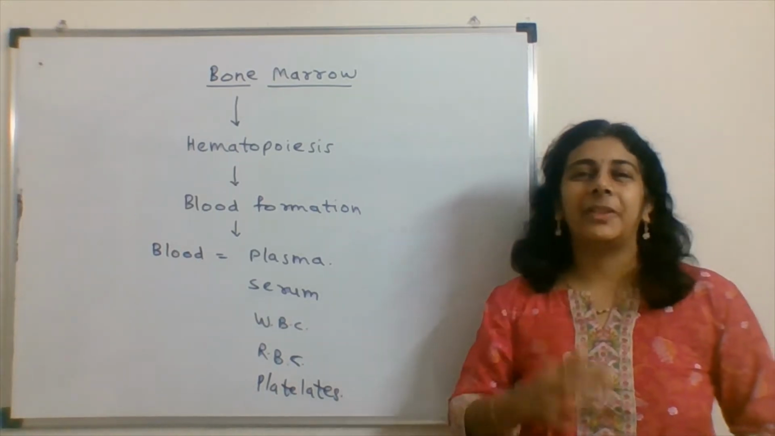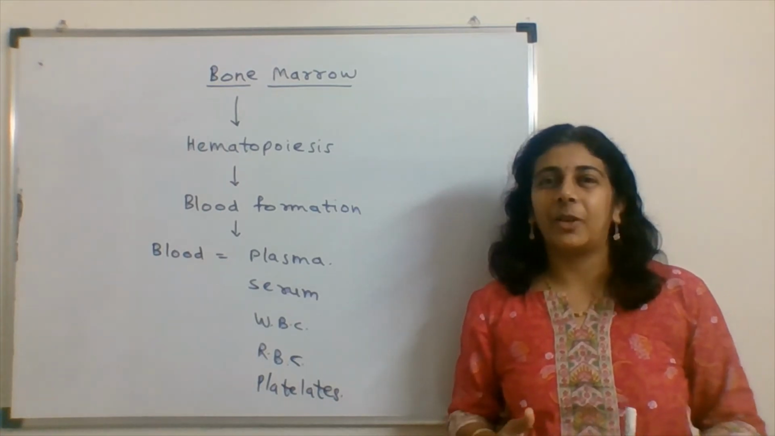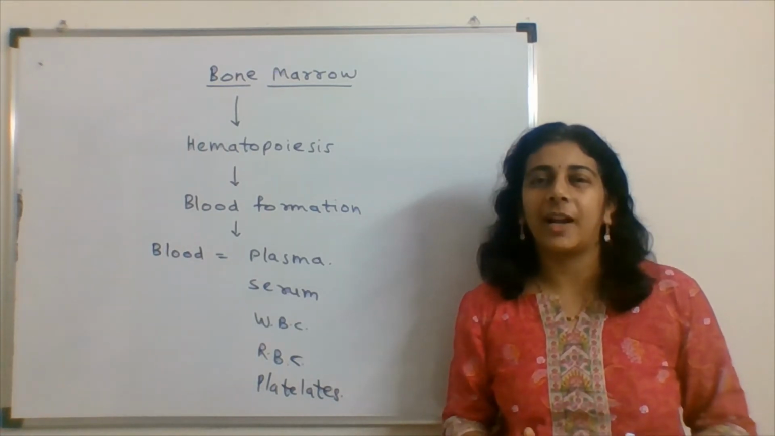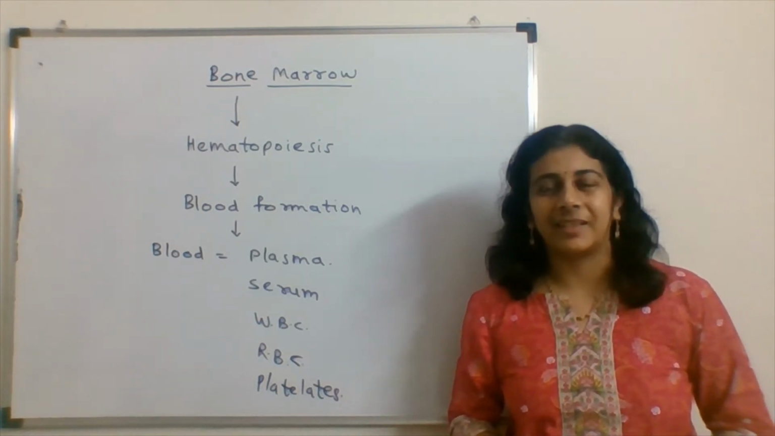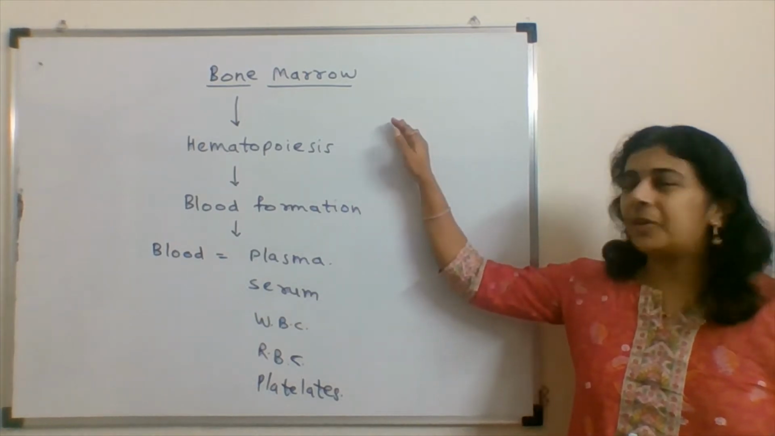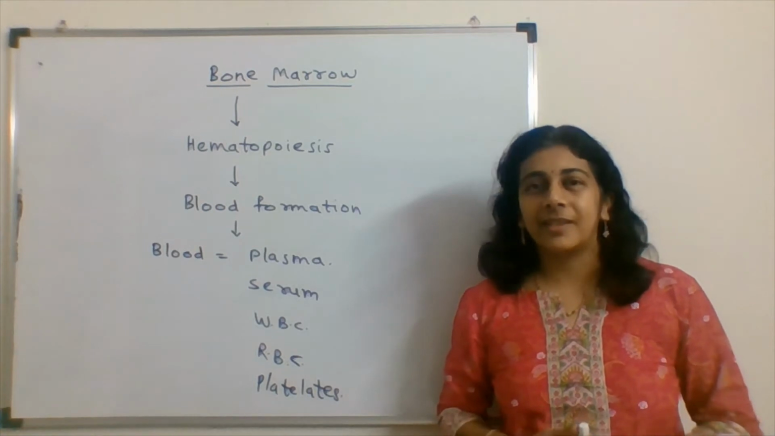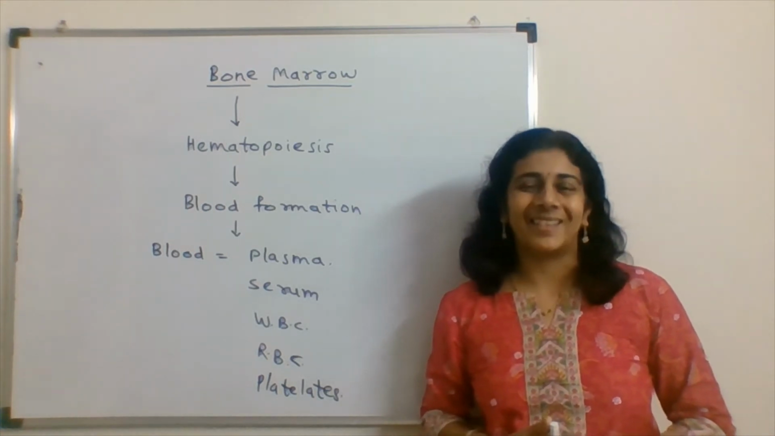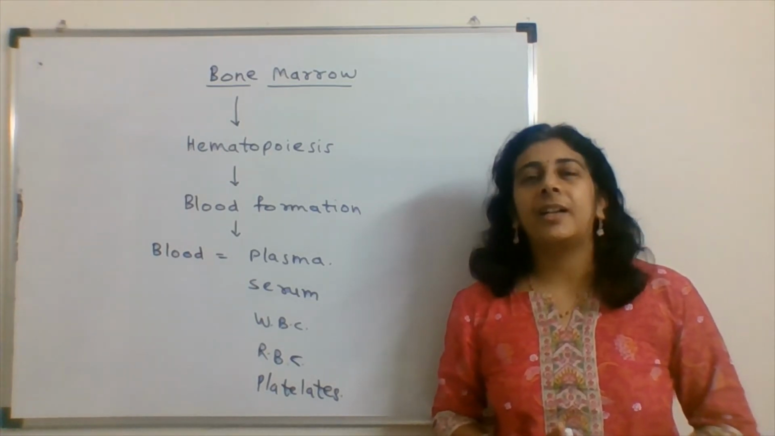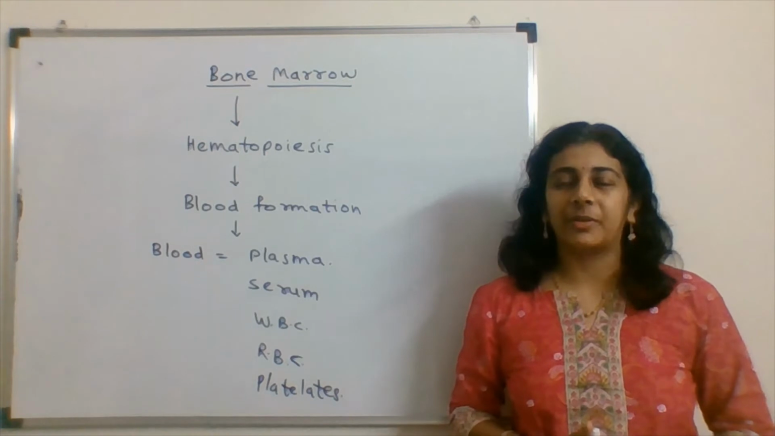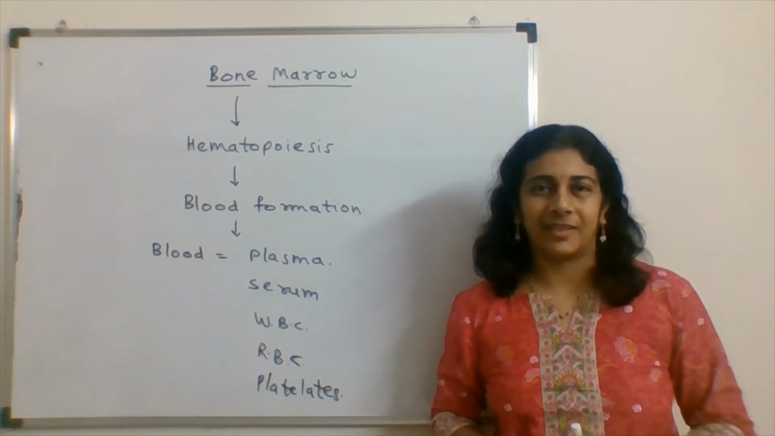See here, we all know we are having bone marrow. Bone marrow is present in long bones, our hand bones, leg bones. In the bone marrow, the process of hematopoiesis is taking place. What is this hematopoiesis? This is a process for the formation of blood. Through hematopoiesis in the bone marrow, the blood is formed. This process is going on continuously.